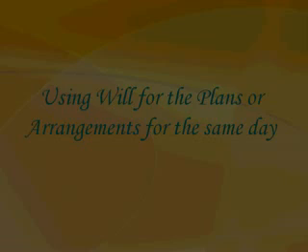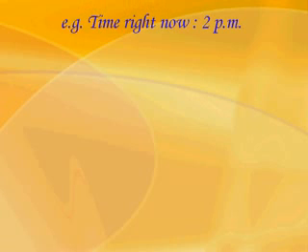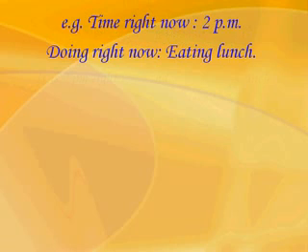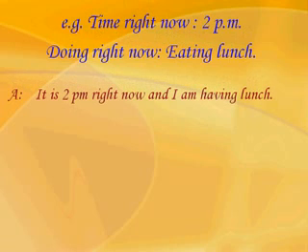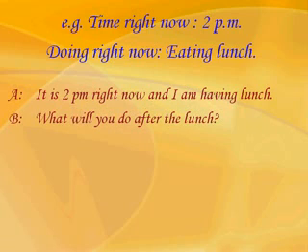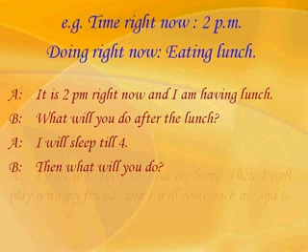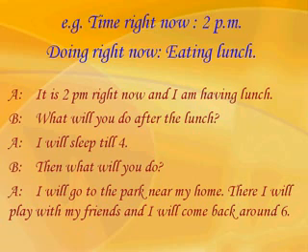For example, the time right now is 2 p.m. and the action going on right now is eating lunch. A: It is 2 p.m. right now and I'm having lunch. B: What will you do after lunch? A: I will sleep till 4. B: Then what will you do? A: I will go to the park near my home. There I will play with my friends and I will come back around 6.